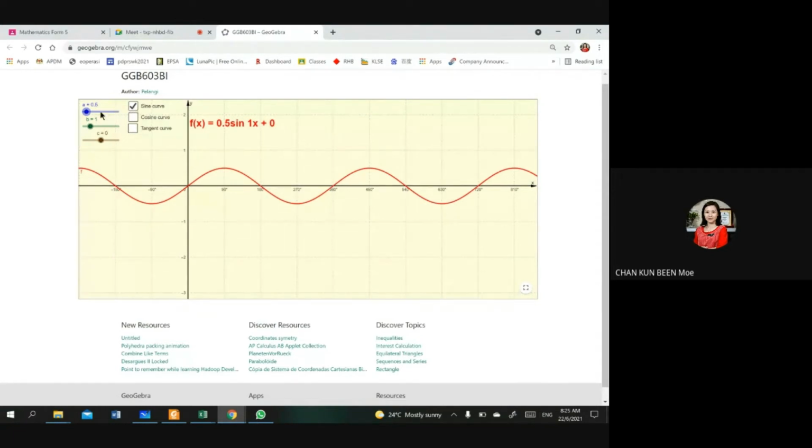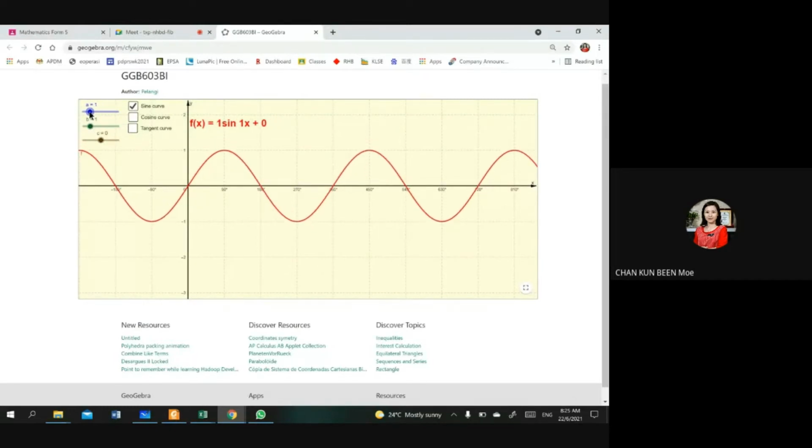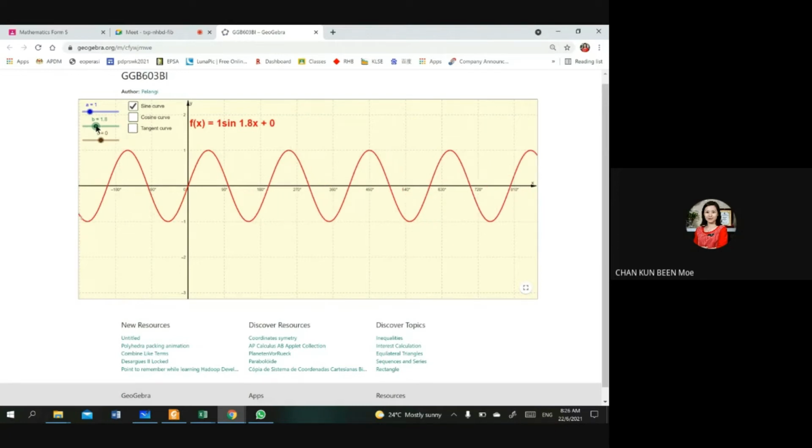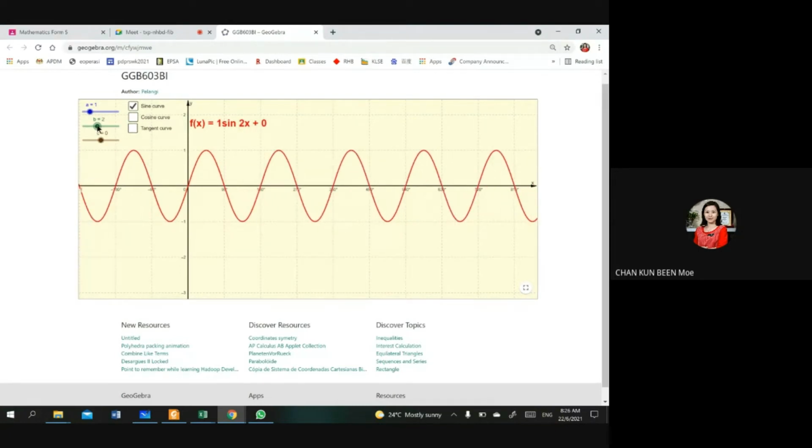Now, if I change the value of B, I go back to 1, because 1 is the easiest one to compare. So the B is 1, it will look like this. Now I change the B to 2. Can you see the difference? Yes. How many periods do we have from 0 to 360?